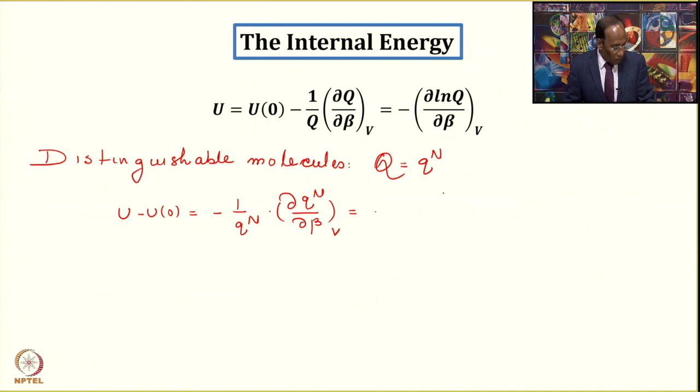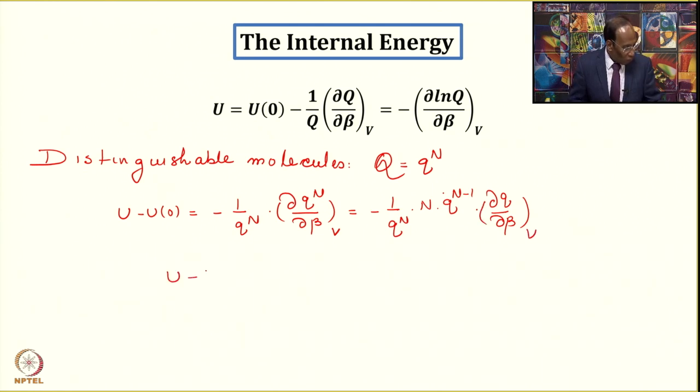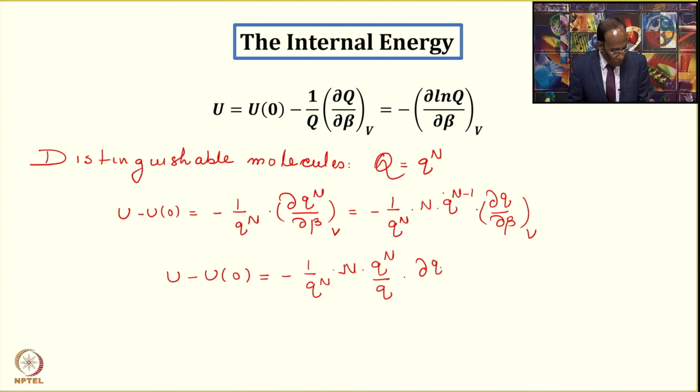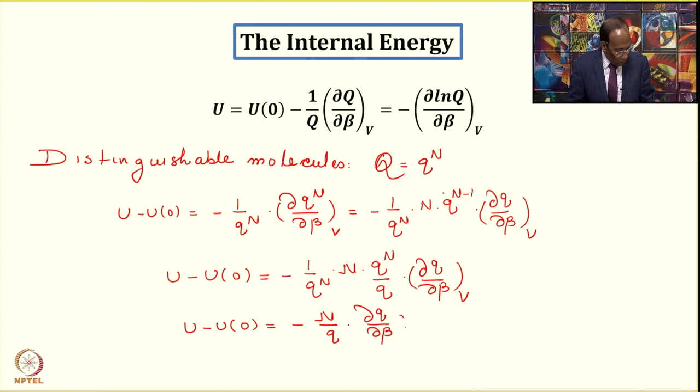What we get here is minus 1 over q raised to the power N, into the derivative of q raised to the power N, which is N times q raised to the power N minus 1, into del q by del beta at constant volume. So U minus U0 is equal to minus 1 over q raised to the power N, into N times q raised to the power N over q, that is q raised to the power N minus 1, del q del beta at constant volume. So U minus U0 is equal to minus N by q, del q by del beta at constant volume.